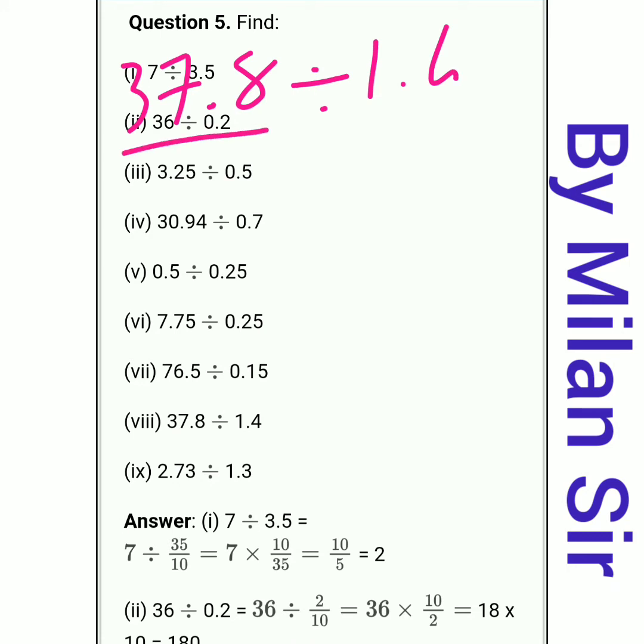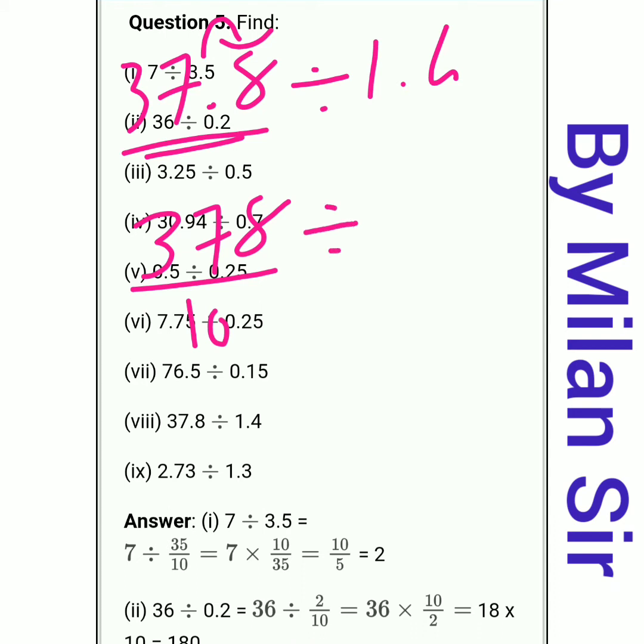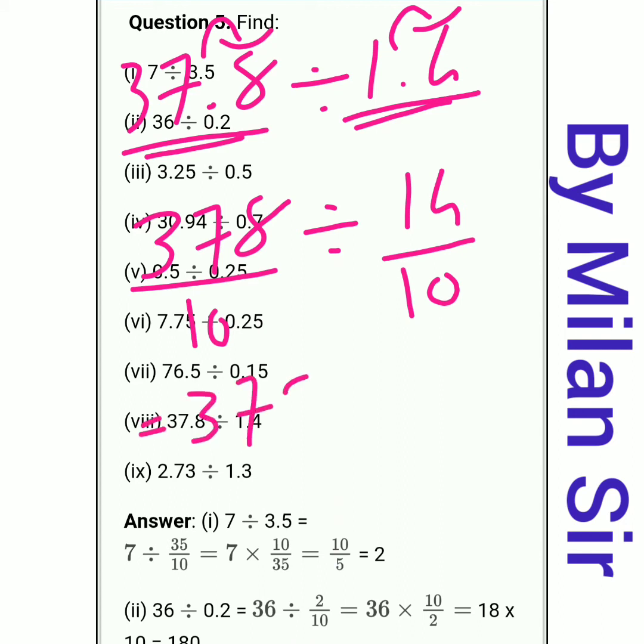Okay, first of all, ignore the decimal point. So 378. After the decimal point we have only one digit, so here 10. Then the division process remains as it is. 1.4 we need to convert into a fraction, so ignore the decimal point. So 14. After the decimal point we have only one digit, so 10.